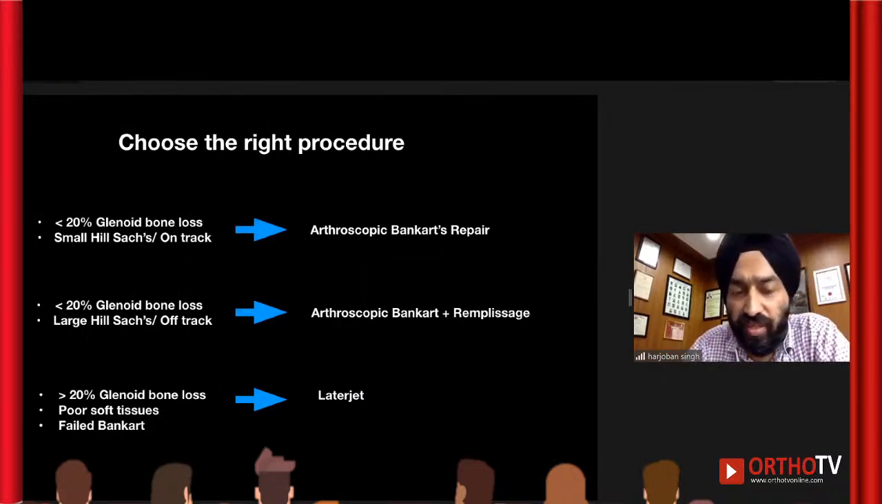So basically, based on all these assessments, I've just tried to draw 3 different conditions where we can decide what treatment is best for that patient. So if the glenoid bone loss is less than 20% with a small Hill-Sachs, which is on track, you can safely go ahead with arthroscopic Bankart repair. If your glenoid bone loss is less than 20% with a large Hill-Sachs, which is off track, you have to do an augmented Bankart, like adding remplissage to the Bankart repair. And if your glenoid bone loss is more than 20%, or the patient has poor soft tissues, or it's a case of failed Bankart, you should consider Latarjet in these patients.